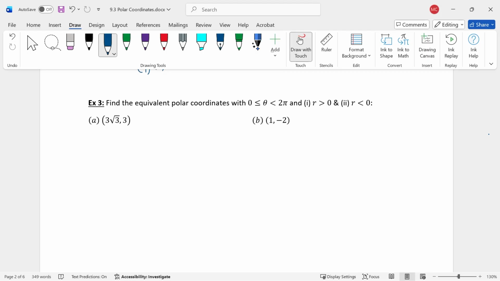Okay, so, again, what do we know? We know that r is the square root of x squared plus y squared. So for problem A here, take the square root of the square root of 3 times 3, squared, plus 3 squared. That's the square root of, okay, 3 squared is 9. The square root of 3 squared is 3. 9 times 3 is 27. Plus 3 squared is 9. So altogether, that's the square root of 36, which is 6.